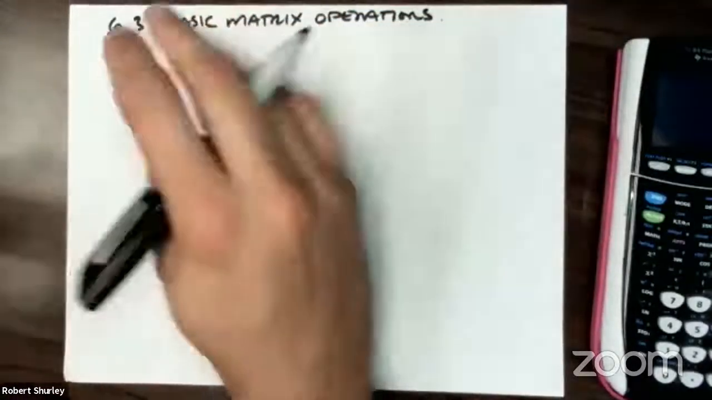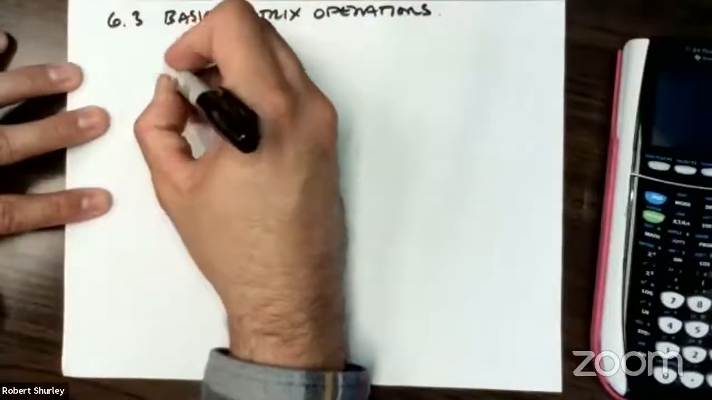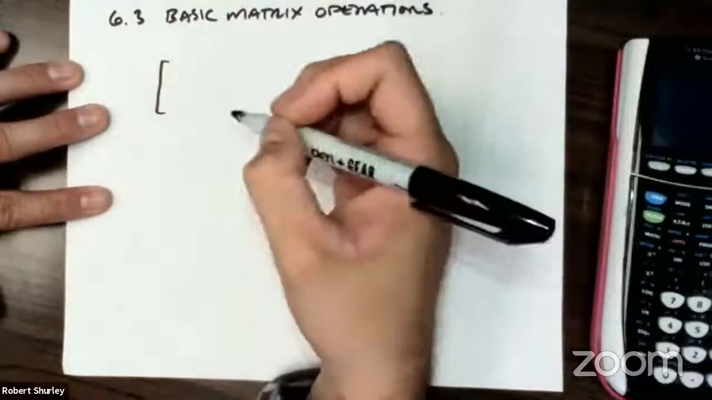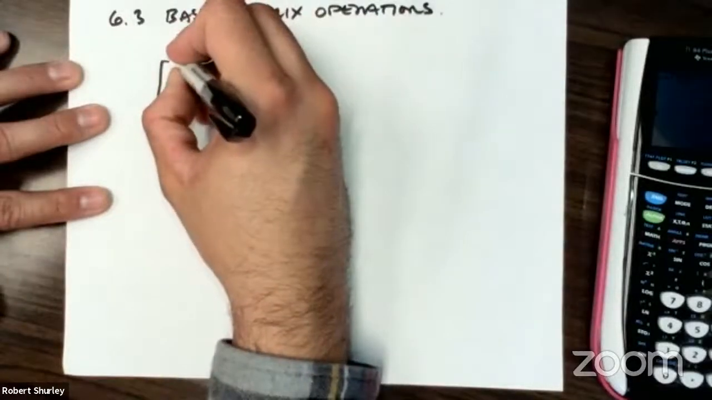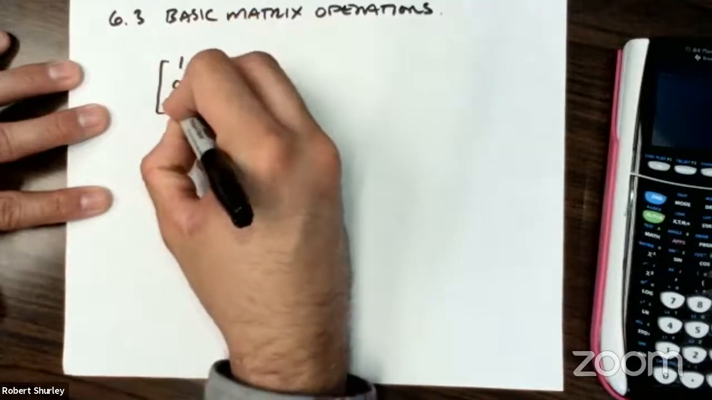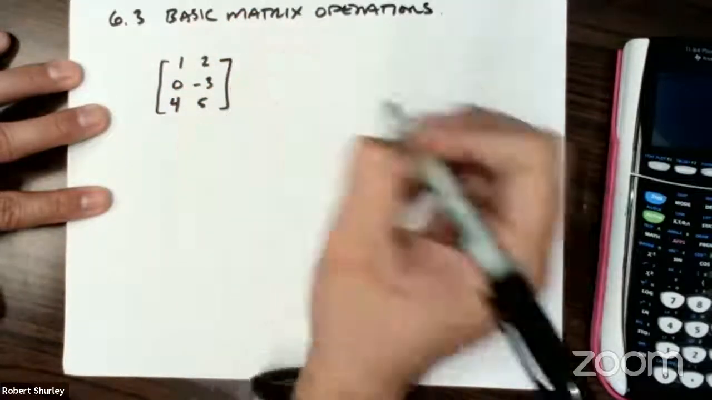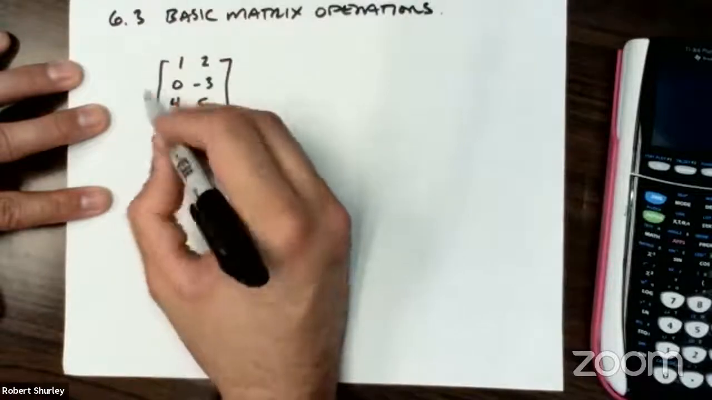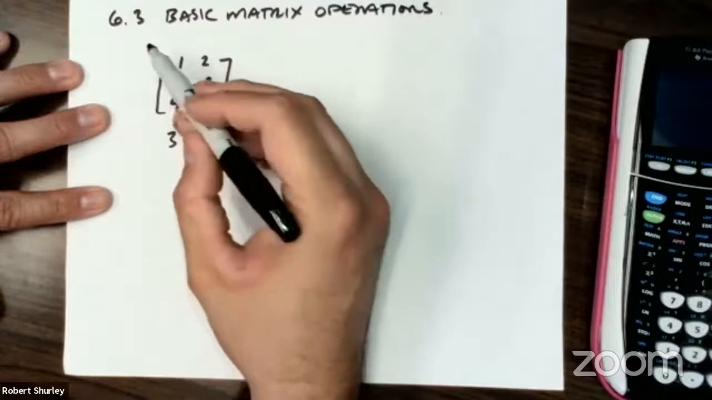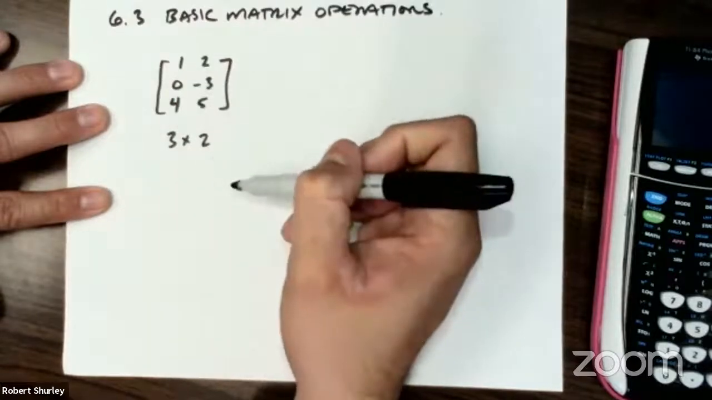So if we look, and it's really basic, okay? So if we looked at, let's say, two matrices with like 3x2 orders. So if we have like 1, 2, 0, -3, 4, and 5, okay? You can tell this matrix has a 3x2 order, right? There's 3 rows, 2 columns, okay?